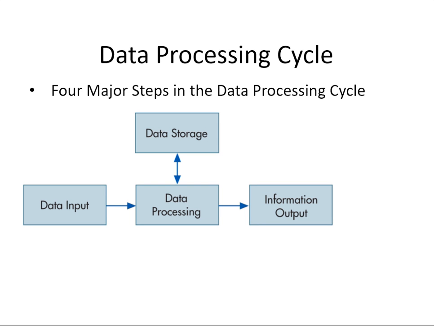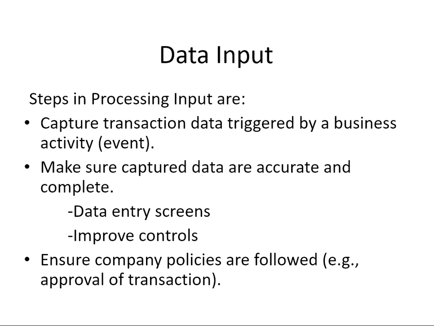So first, we talk about the data processing cycle. There are 4 major steps in the data processing cycle. We have data input, data storage, data processing, and then finally information output. Right, the first step is data input.